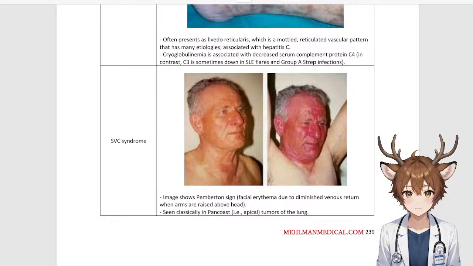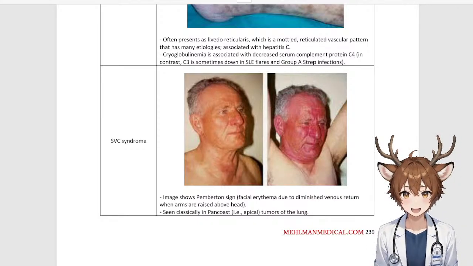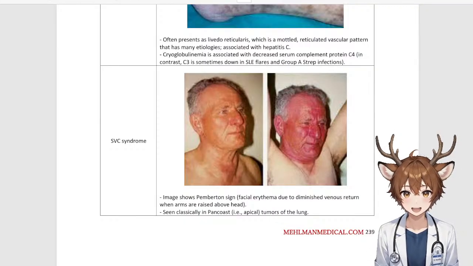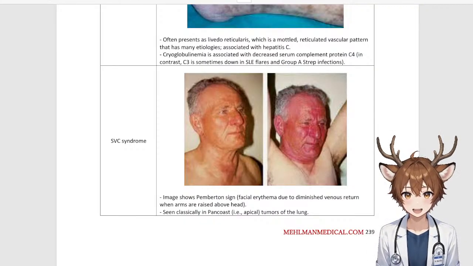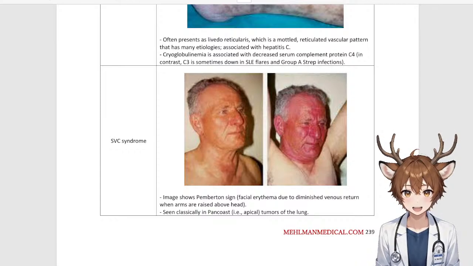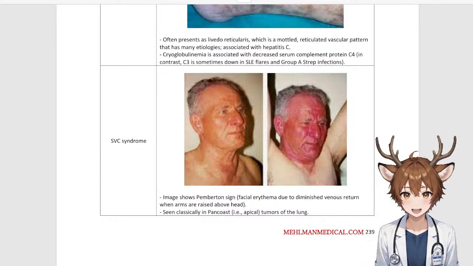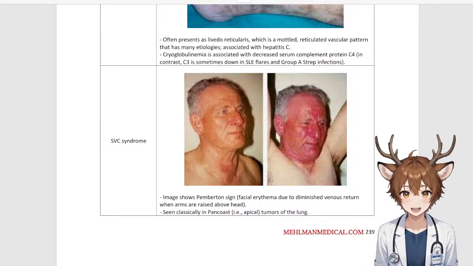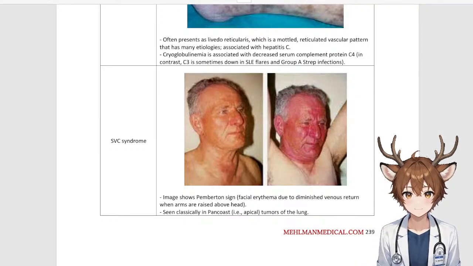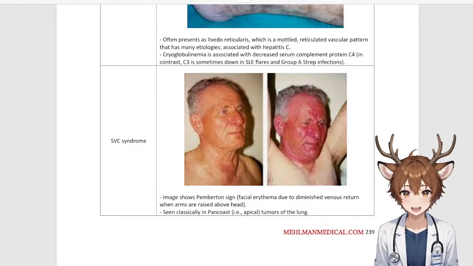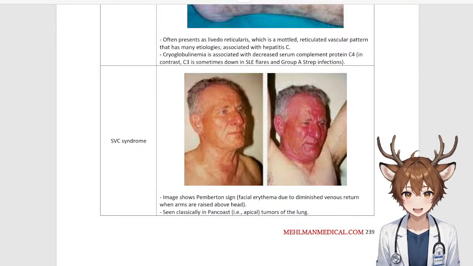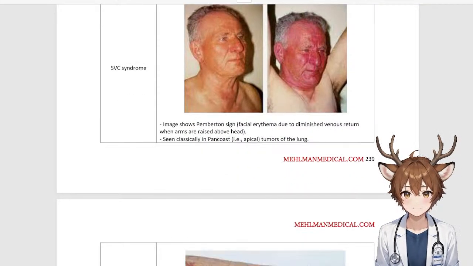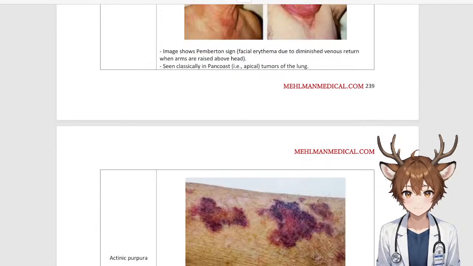SVC syndrome. The image shows Pemberton sign, facial erythema due to diminished venous return when arms are raised above the head, seen classically in Pancoast, that is to say, apical tumors of the lung. So that's SVC syndrome. SVC syndrome is called superior vena cava syndrome. So, superior vena cava syndrome right here, and think about something like an apical Pancoast tumor.